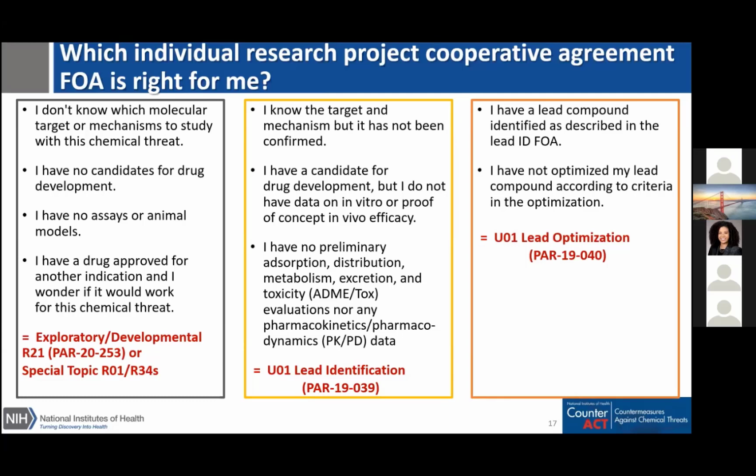If you know a little bit more, such as the target and mechanism, or have several drug candidates for down selection, but need to conduct additional ADME tox studies, then the lead identification U01 would fit best. Now, if you do have a lead compound and it hasn't been optimized yet according to the criteria, then you should apply to the optimization U01.